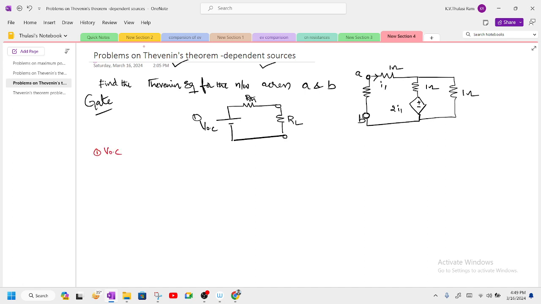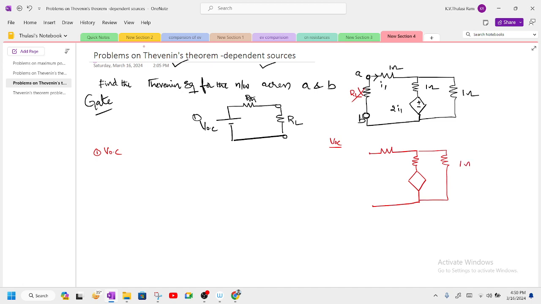I'm going to redraw the network and find the open circuit voltage. See here, this is the RL given to us. To find the open circuit voltage, remove the RL. So when you remove this RL, you're going to have the network like this. This is 1 ohm, this is 1 ohm, and this is a source given to us. Let's discuss that source also. So this is the network given to us.